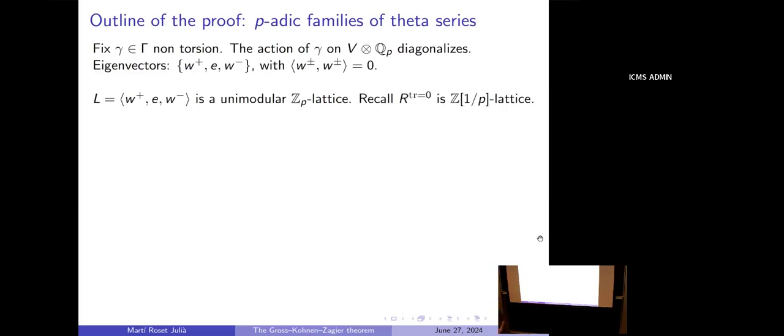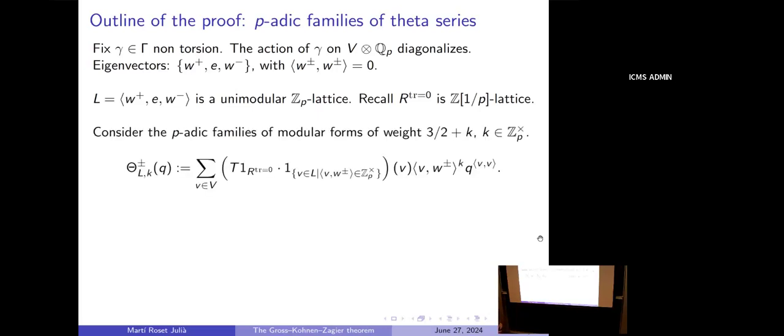On the other hand, recall that we had this maximal Z[1/p] order. And if I take the trace 0 of this, it gives me a Z[1/p] lattice in V. So I have a Z_p lattice and a Z[1/p] lattice. If I combine these two things, this will give me a Z lattice, and I will be in conditions of constructing theta series. And we will not only construct one, but we'll construct a collection of theta series for several weights. And this is the formula.